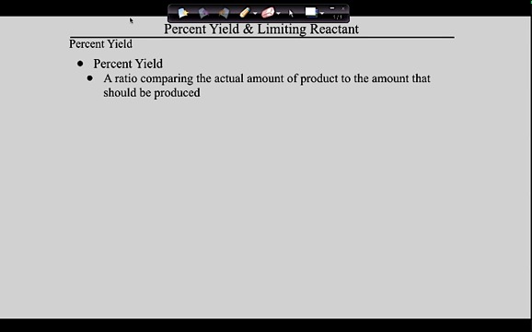Get this in your notes. What is percent yield? Percent yield is simply a ratio. And when we talk ratios, what are we talking about mathematically? What kind of math is a ratio? Division. This is a ratio that compares the actual amount of product that a reaction did make compared with the amount of product a reaction should produce.